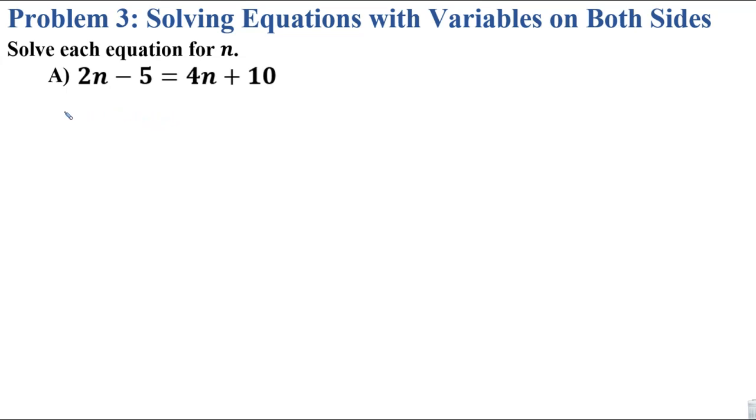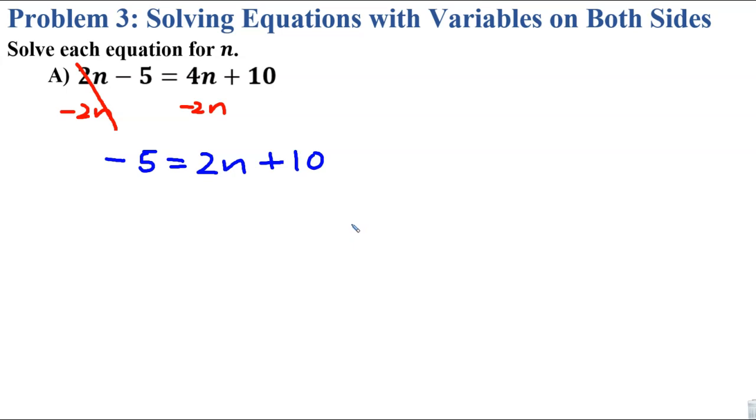So the first step I'm going to do here is subtract 2n from both the left and the right sides of this equation. Okay, that's going to cancel out the n's on the left side, leaving me with negative 5 is equal to 4n minus 2n, which would just be a 2n, plus 10. Okay, so I've got all my n's to the right side.